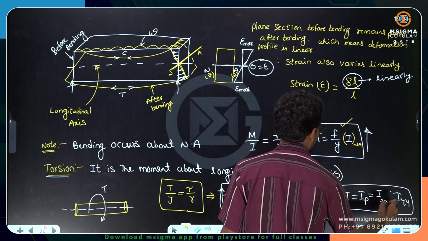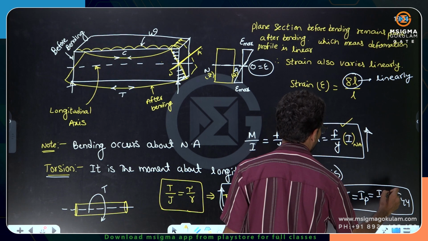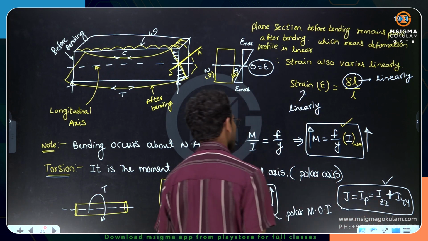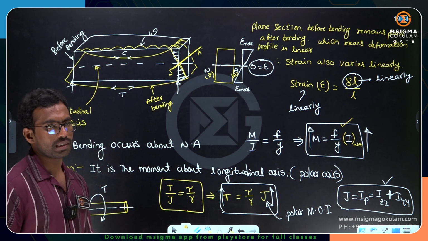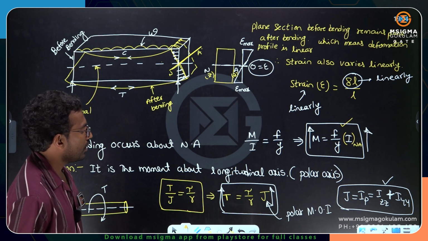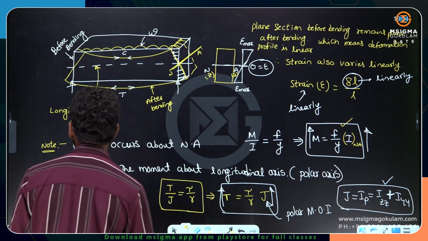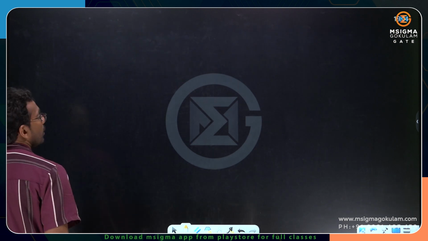Izz plus Iyy, which will give you the polar moment of inertia. So the more polar moment of inertia, the more torsion it can resist. I hope you understand this particular thing. Now, let us go ahead.